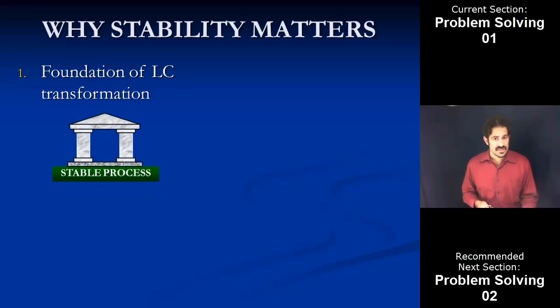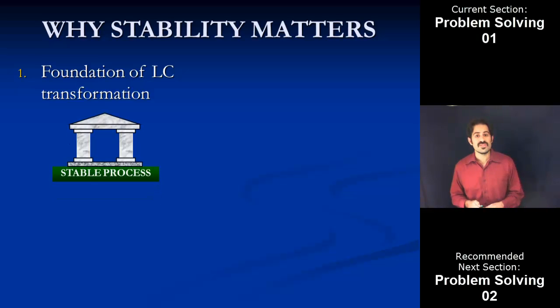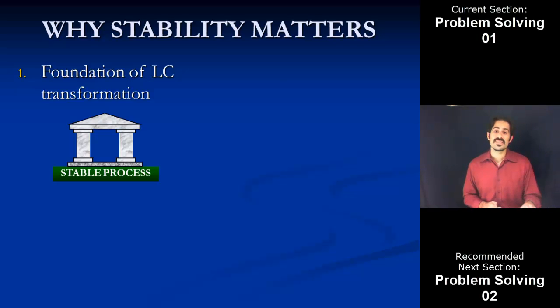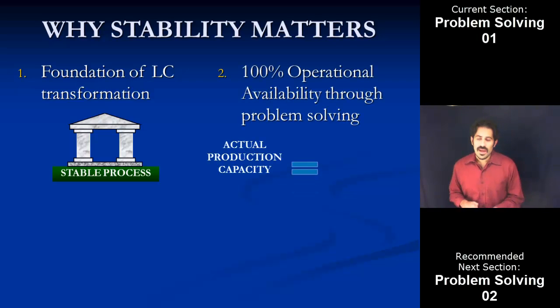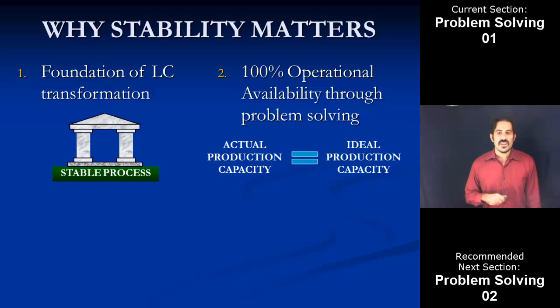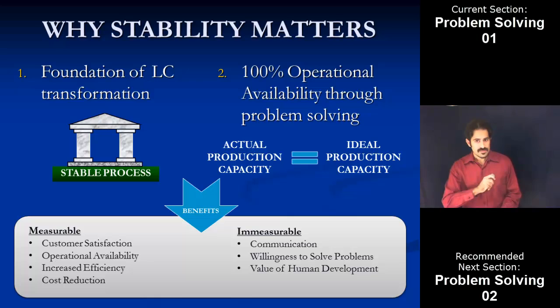So, stepping back again, here is a highlight of why working towards maintaining good stability matters from a business standpoint. One, it's the foundation of the lean transformation, and it's the foundation really and truly of any successful lean organization. And two, we want to be able to reach 100% OA. You think back to the philosophy section, that concept of operational availability, right? Planned versus expected, or in this case, we want our actual production capability to match and be equal to what we could do in an ideal world, right? That means we're running at 100% efficiency, and we want to be able to stay there.